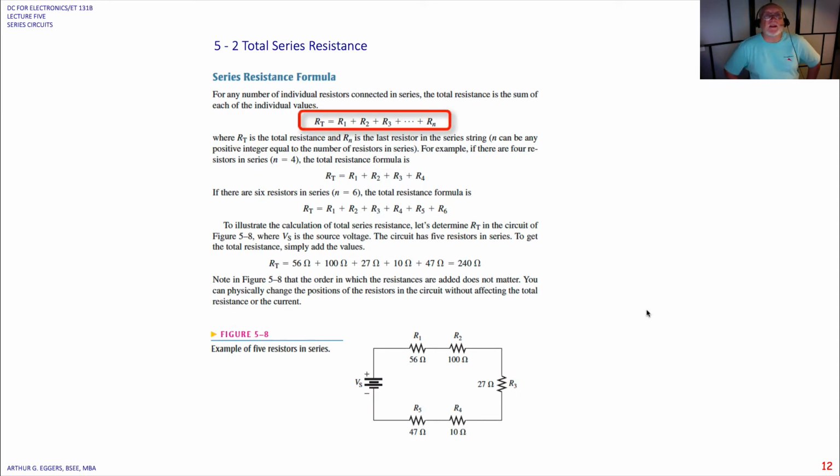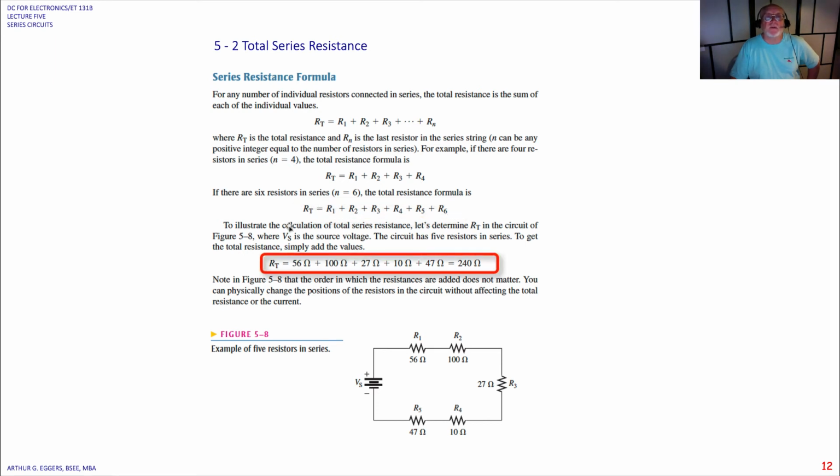So mathematically, the series resistance formula is really just the sum. R sub T, or R total, equals resistors 1 through the very last resistor, and that's what R sub N is. If you see a little N here, that's telling you out to the nth resistor in the circuit. If it happens to be 4 resistors, then we have R1, R2, R3, and R4, which gives us our total. If there are 6 resistors, 1, 2, 3, 4, 5, 6, added together gives us our total.